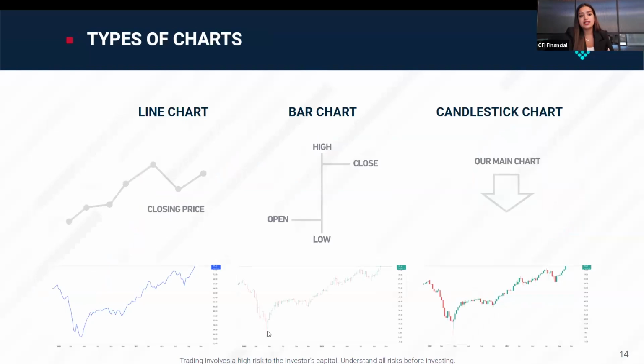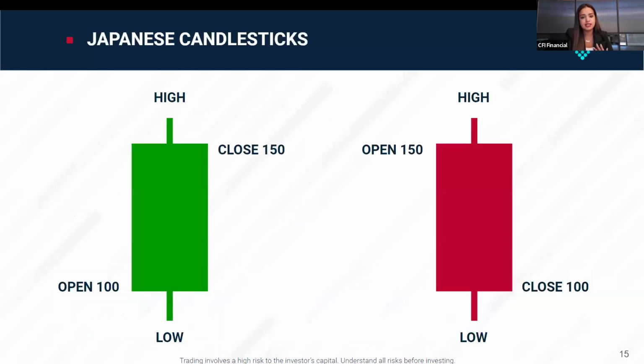Now we're going to discuss the types of charts. Basically, we have three types of charts: line chart, bar chart, and candlestick chart. Line chart records only the closing prices, while bar chart gives us the highest price, lowest price, open price, and close price. The candlestick chart can also give us the highest price, lowest price, open price, and close price. But here we have, for example, candle patterns, such as reversal and continuation. We're going to discuss them now in more detail.